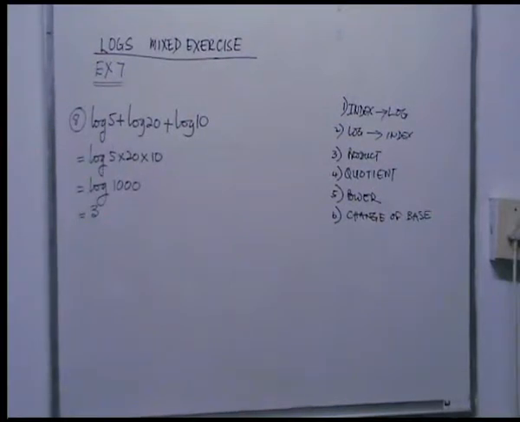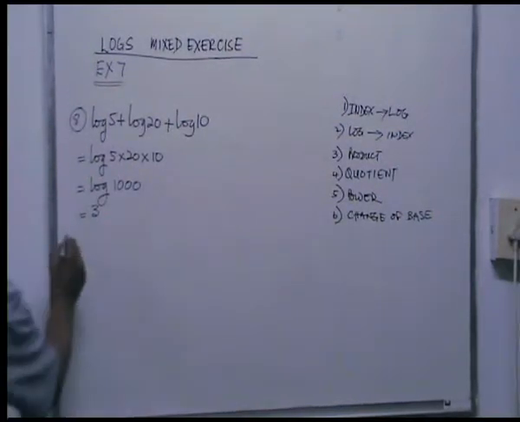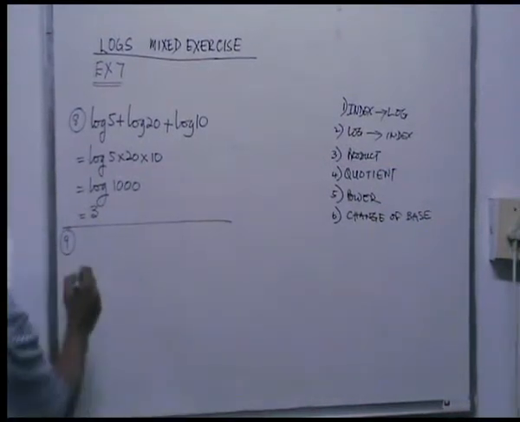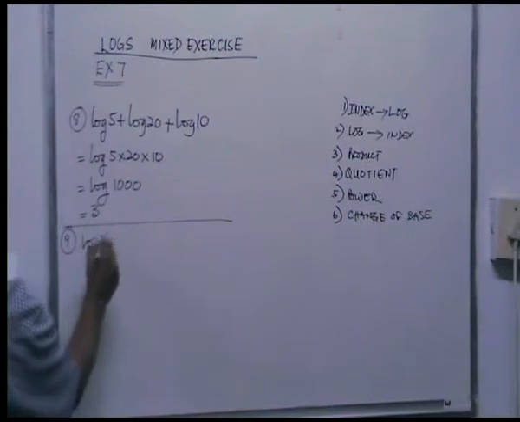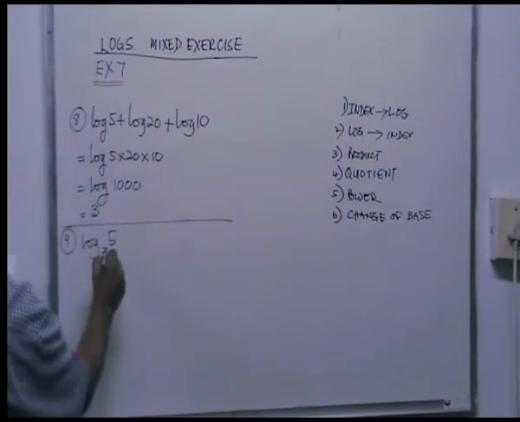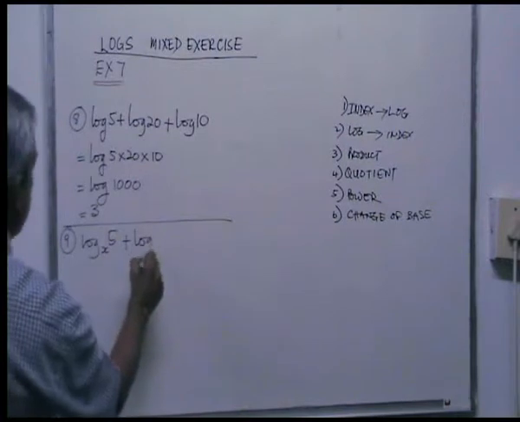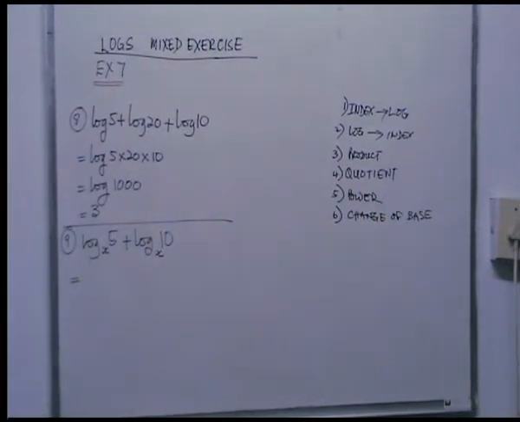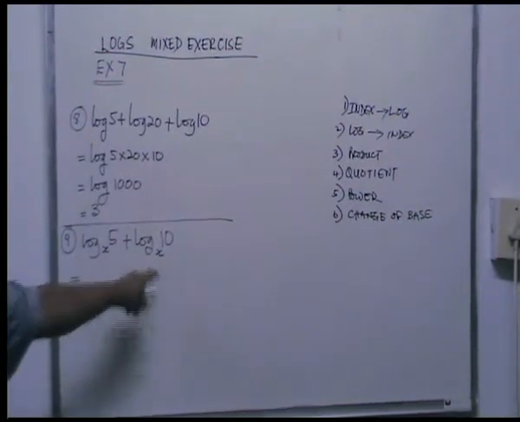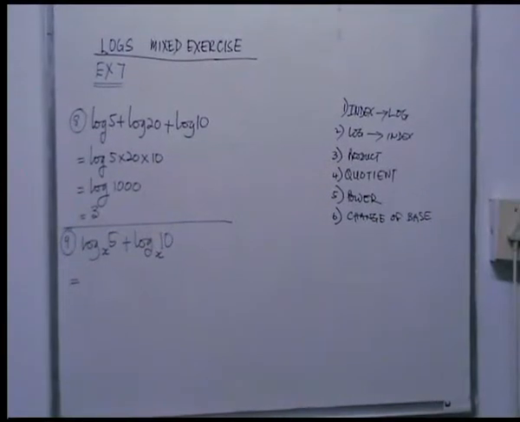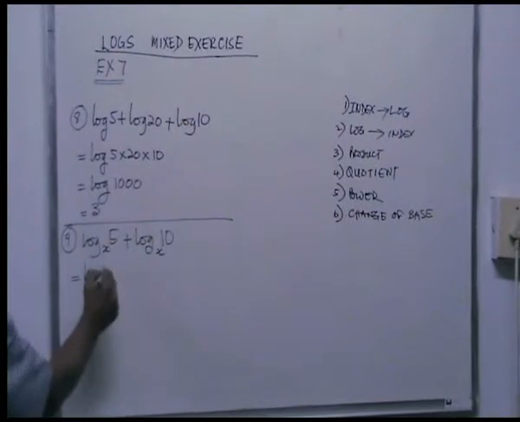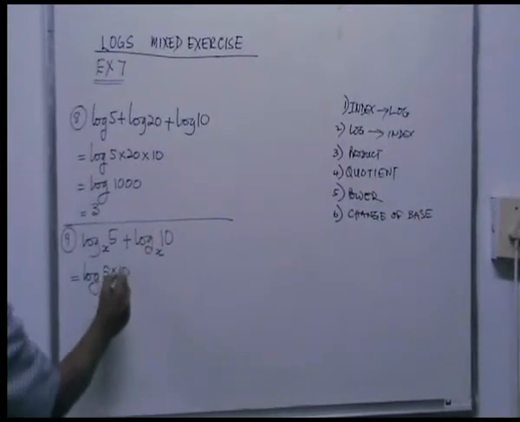Right, we'll move on to number 9. You had log 5 to the base x plus log 10 to the base x. When you look at that question, you've got a plus sign and the bases are exactly the same, so you're allowed to multiply. So it will become log of 5 times 10.